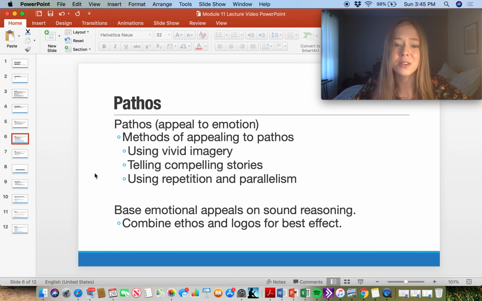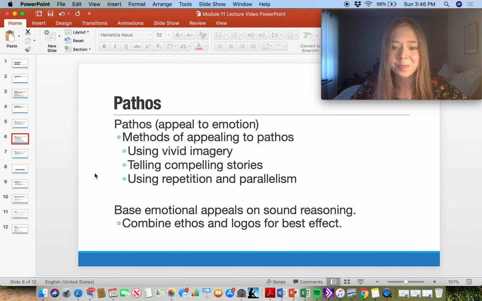Another way to do this is using repetition and parallelism. And so again, when Martin Luther King gave his I Have a Dream speech, the "I have a dream, I have a dream," when he used that, but also painted us a picture using vivid imagery, when he talked about the rolling plains and things like that, he was appealing to the audience's sense of emotion in that moment.